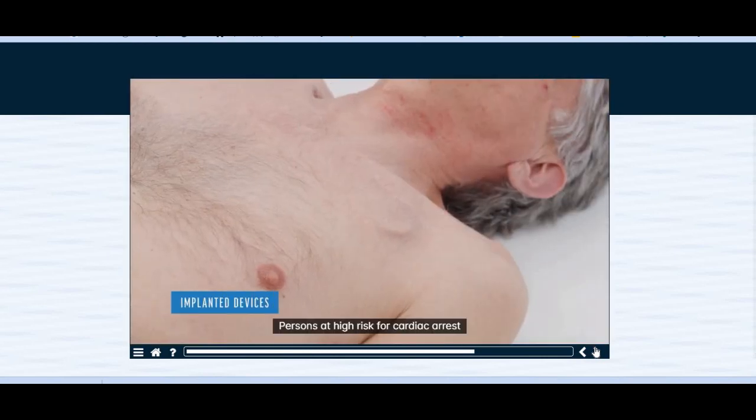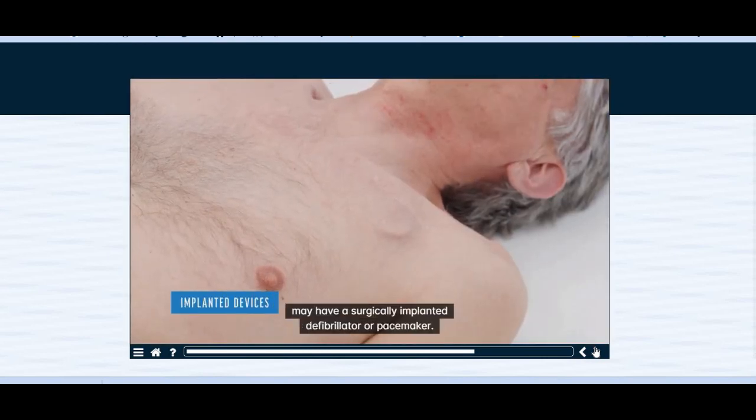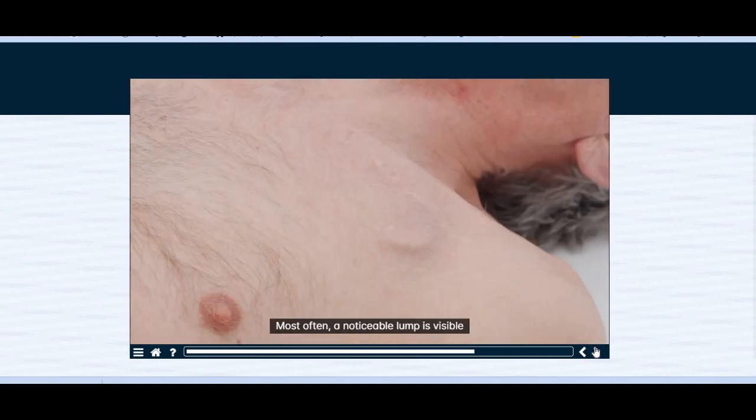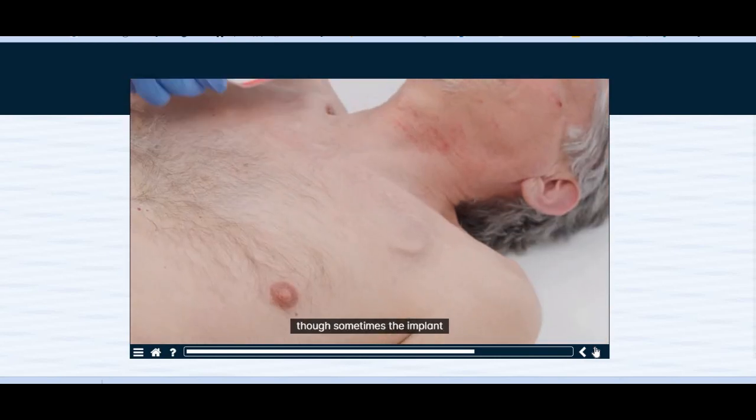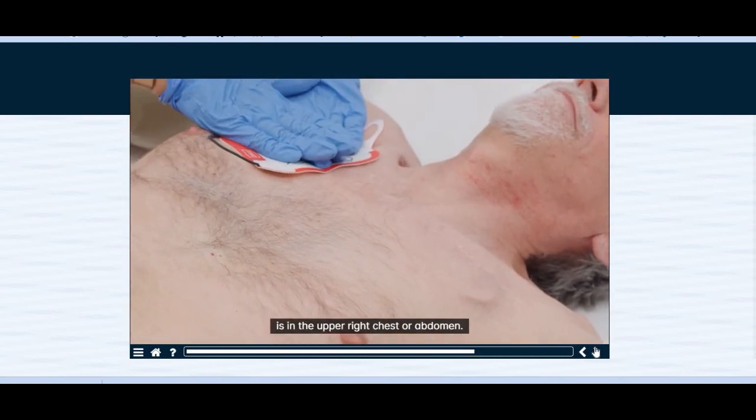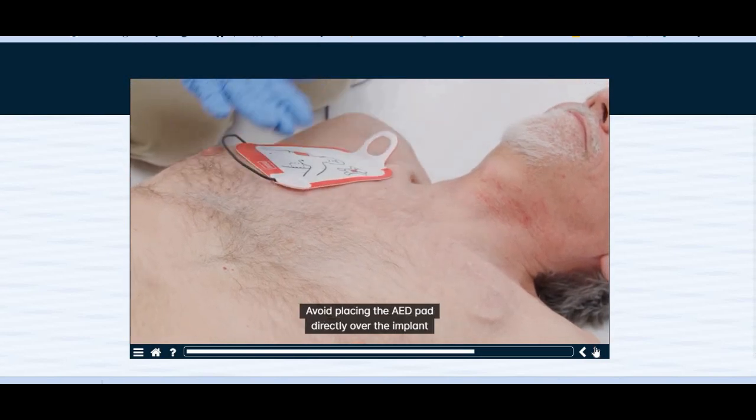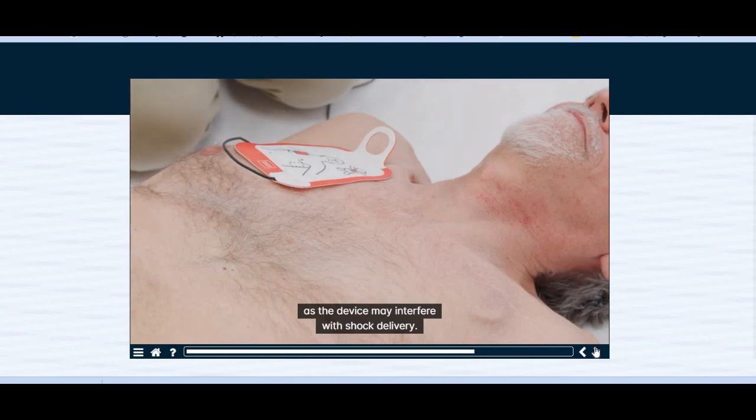Persons at high risk for cardiac arrest may have a surgically implanted defibrillator or pacemaker. Most often, a noticeable lump is visible in the left upper chest, though sometimes the implant is in the upper right chest or abdomen. Avoid placing the AED pad directly over the implant, as the device may interfere with shock delivery.